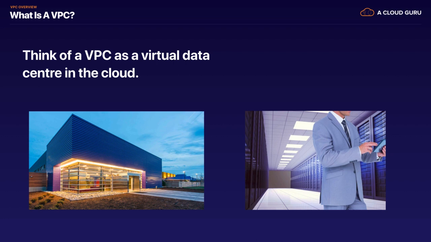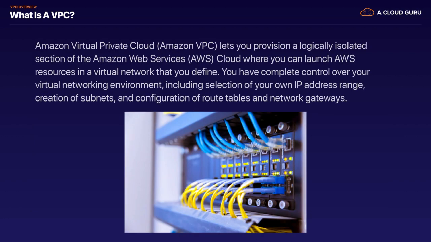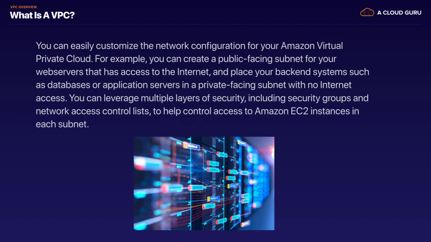Basically, just think of a VPC as a virtual data center in the cloud. Amazon's Virtual Private Cloud, Amazon VPC, lets you provision a logically isolated section of the Amazon Web Services cloud where you can launch AWS resources in a virtual network that you define. You have complete control over your virtual networking environment, including selecting your own IP address ranges, creation of subnets, and configuration of route tables, as well as network gateways. And you can easily customize the network configuration for your Amazon Virtual Private Cloud.